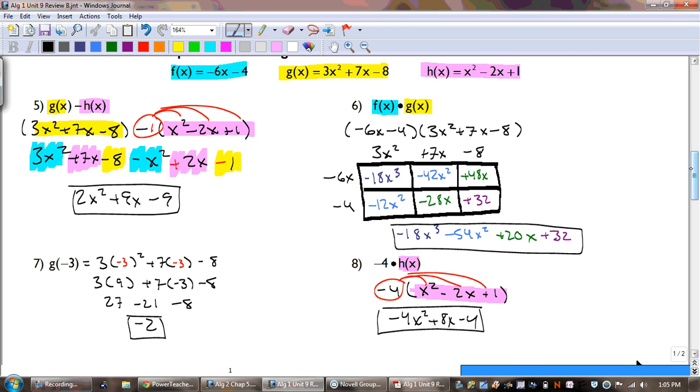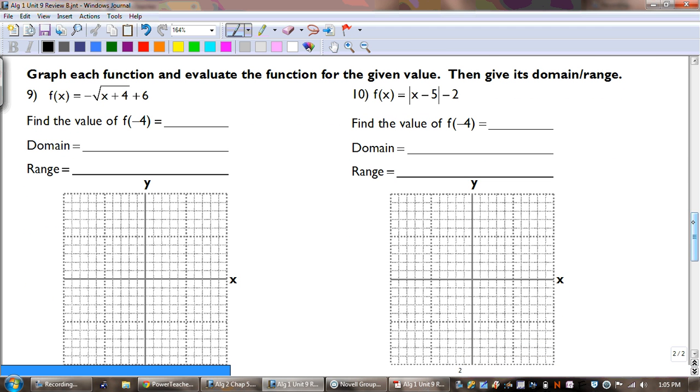Okay, let's go ahead and flip it over. So graph each function and evaluate the function for the given value. Then give its domain and range. So let's go ahead and graph this. First thing I notice, reflection, and it's a square root. So that means my graph's going to be going down. And our initial point is negative 4, positive 6. Okay, so at negative 4, positive 6, it's where we start. And then I go down 1, right 1, down 1, right 3. And then that's reflected. And there's our graph.